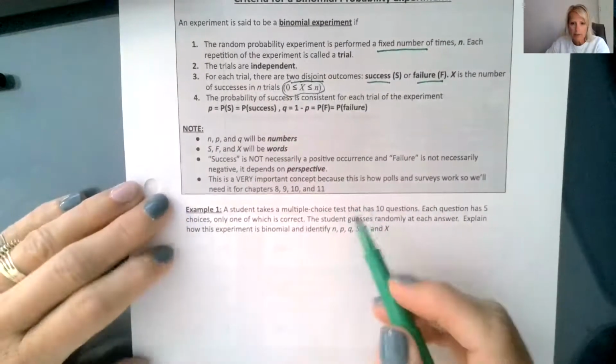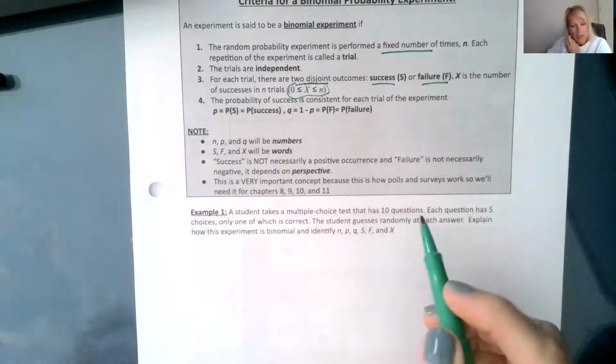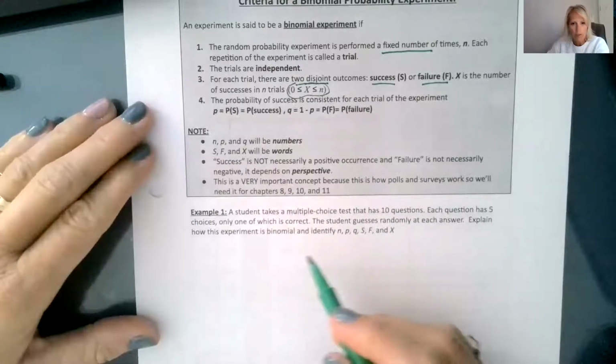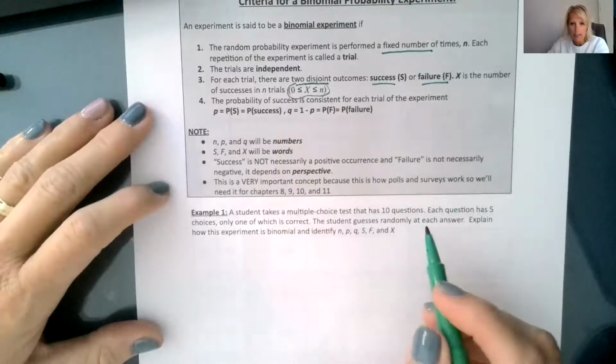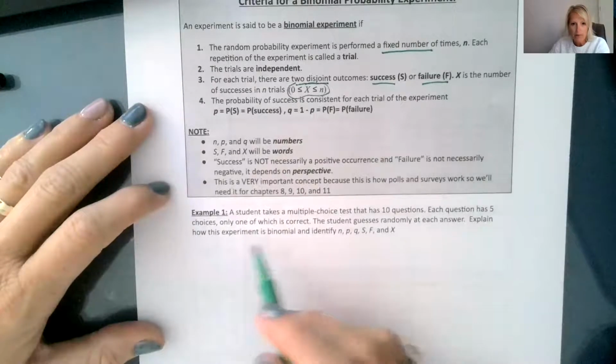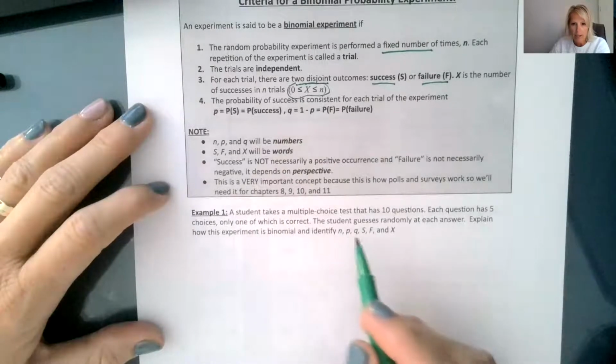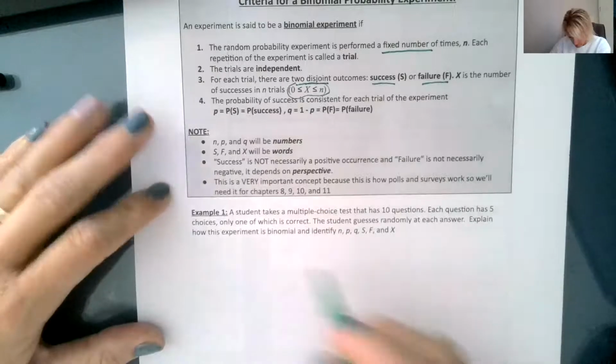Example 1 says, a student takes a multiple choice test that has 10 questions. Each question has 5 choices, only one of which is correct. The student guesses randomly at each answer. Explain how this experiment is binomial and identify N, P, Q, S, F, and X.